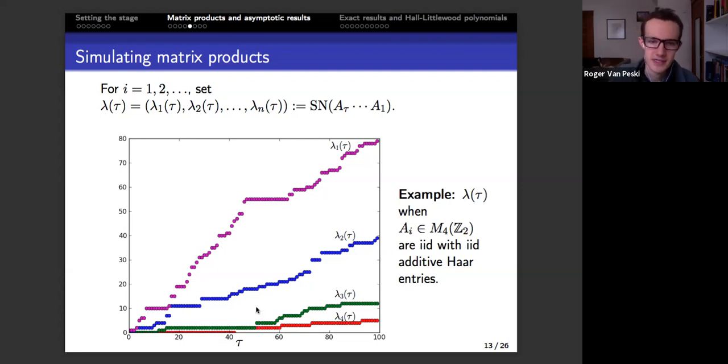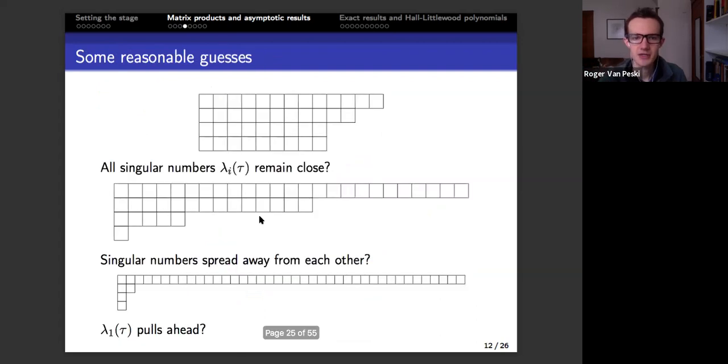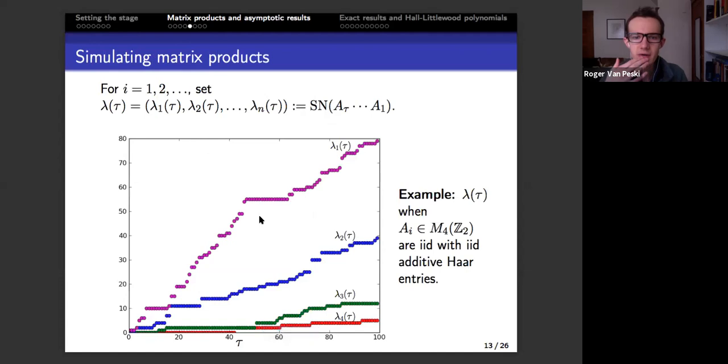And so how to read this picture is, for instance, if we look above 40, then these are the 4 IID matrices. And so the largest singular number is about 50, and then the next one is about 15, etc. And you can see the joint distribution of all of these as I keep multiplying on matrices. And so you can see here that they do seem to be spreading apart more or less linearly. So the second picture on this previous slide seems to be the correct one.